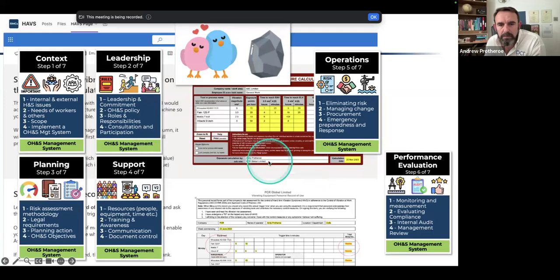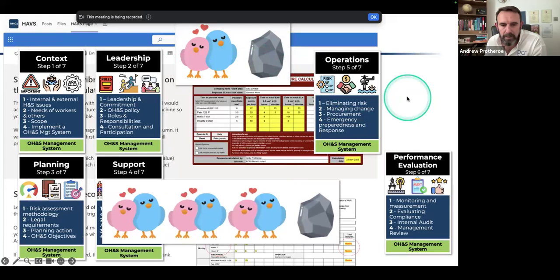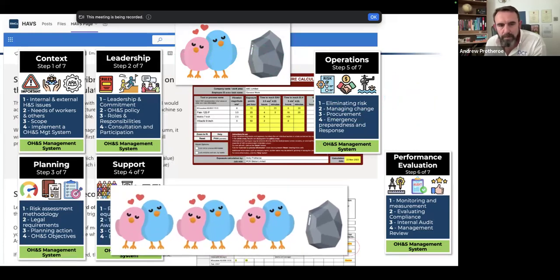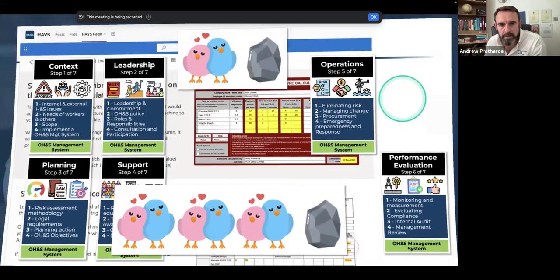If you can kill 2 birds with 1 stone, well done. If you can kill multiple birds with 1 stone, even better. That's what we want to be doing. We need to be smart with the standard.